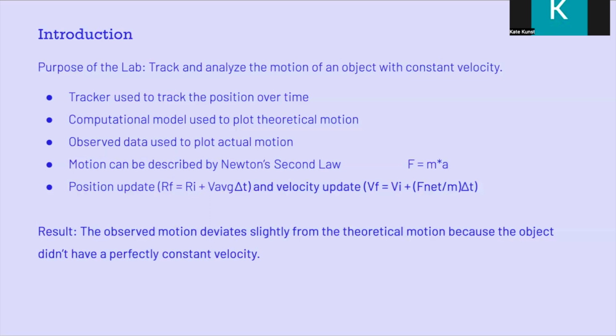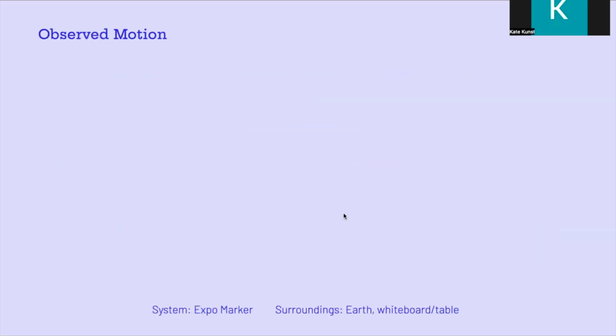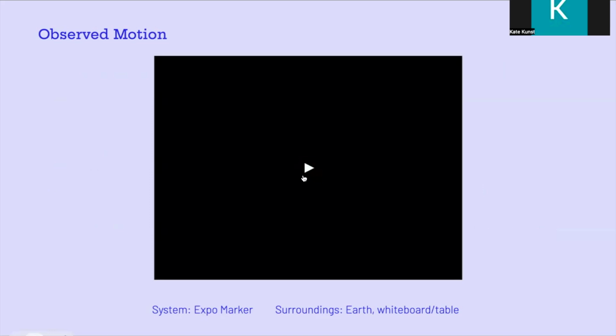We can derive this Newton's second law formula into the position update formula and the velocity update formula, which were the two formulas used to build our computational model. So the result was the observed motion deviates slightly from the theoretical motion because the object didn't have a perfectly constant velocity. So this is a video of the motion that we were observing. And here the system is an expo marker and the surroundings are Earth and the whiteboard slash table.